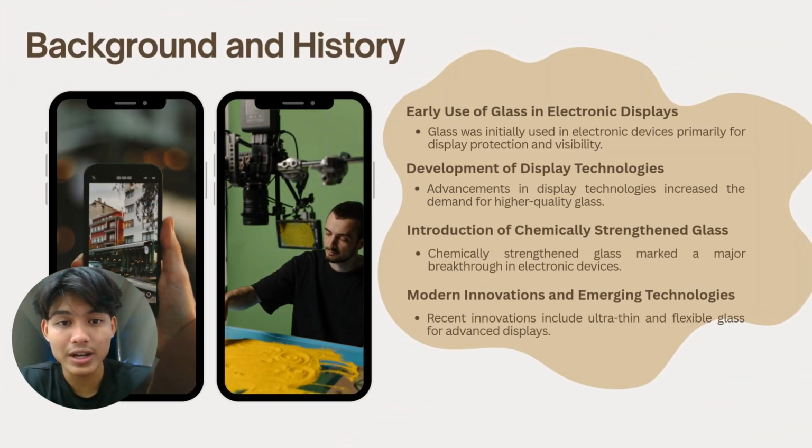For the early use of glass in electronic display, glass was initially used in electronic devices primarily for display protection and visibility. In early stages of electronic device development, glass was mainly used as a protective and transparent cover for displays. Its primary function was to allow visibility of electronic information while shielding internal components from dust and physical damage.